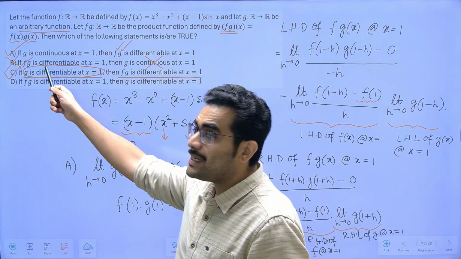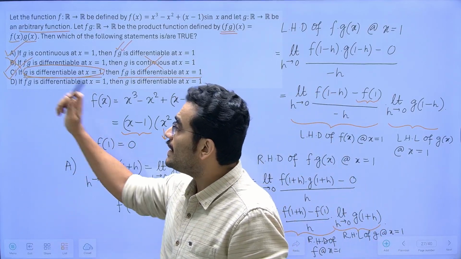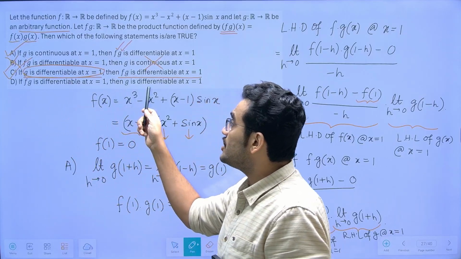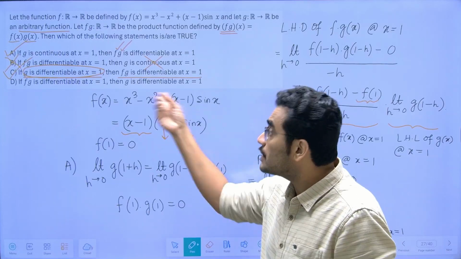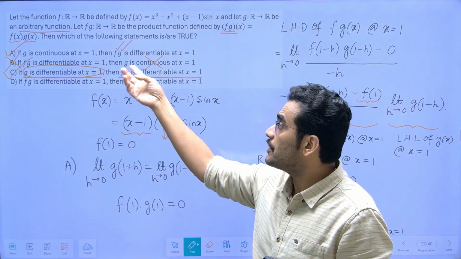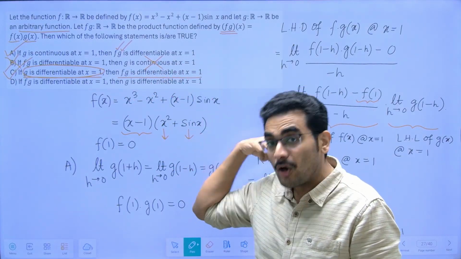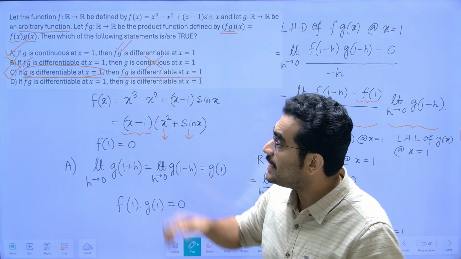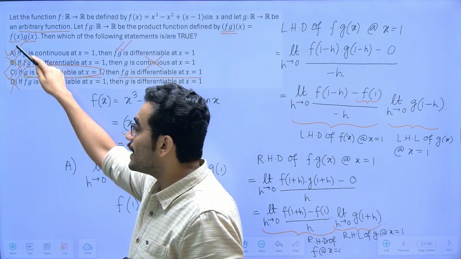And if option B is wrong, automatically option D is also wrong, because if fg is differentiable at x equal to 1, then g is differentiable at x equal to 1. We cannot say that the function is continuous at x equal to 1. Then of course we cannot say that the function is differentiable at x equal to 1. So option D is also wrong. Options A and C are correct.